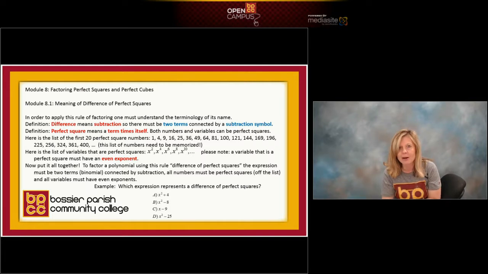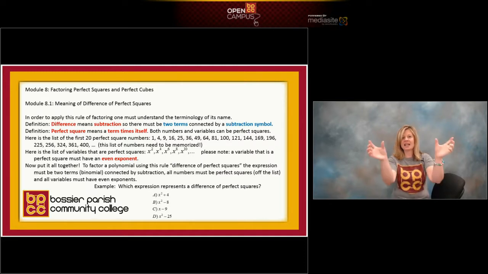Do you see a pattern? You should. If you look at all those exponents, 2, 4, 6, 8, those are all what kind of numbers? Those are even. So if a variable is a perfect square, it will have an even exponent. So to sum it up, to do today's new rule, difference of perfect squares, which is a way to factor, you have to have an expression that has all those key ingredients. It has to have a difference, a subtraction symbol. So it has to have 2 terms, binomial, connected by subtraction.